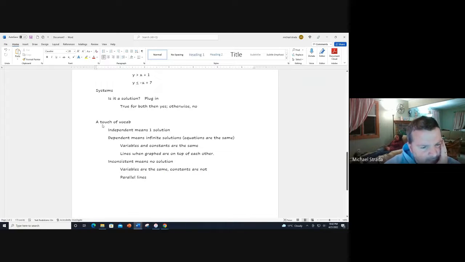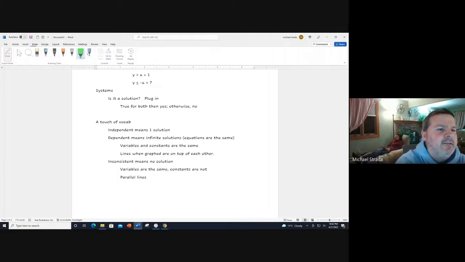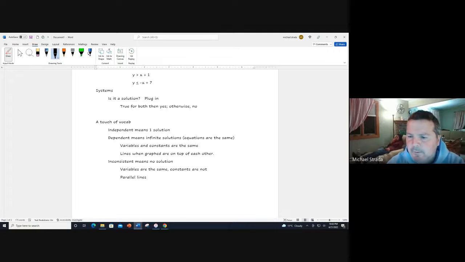All right. A touch of vocab. Independent means one solution. That's most of them. Dependent means infinite solutions. The equations are exactly the same. So I'll show you what I mean by equations being exactly the same. All right. 2x plus 4y equals 8. 4x plus 8y equals 16.